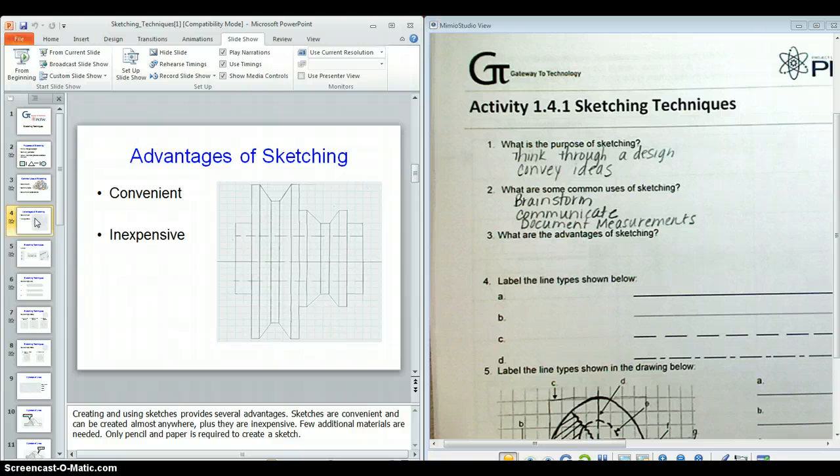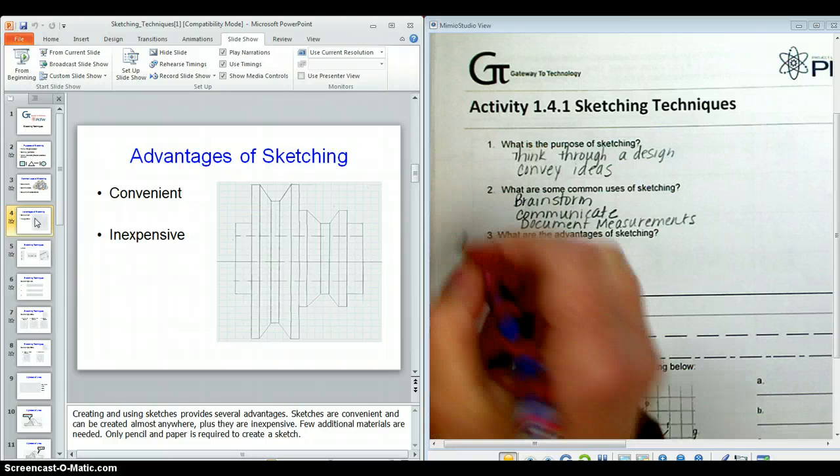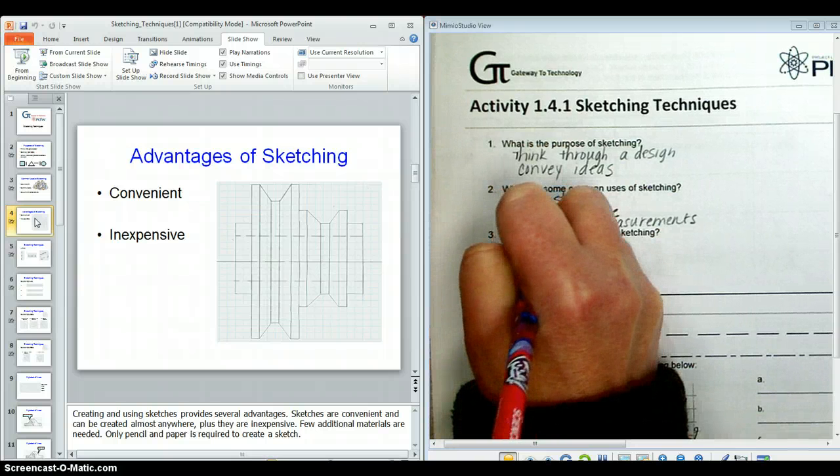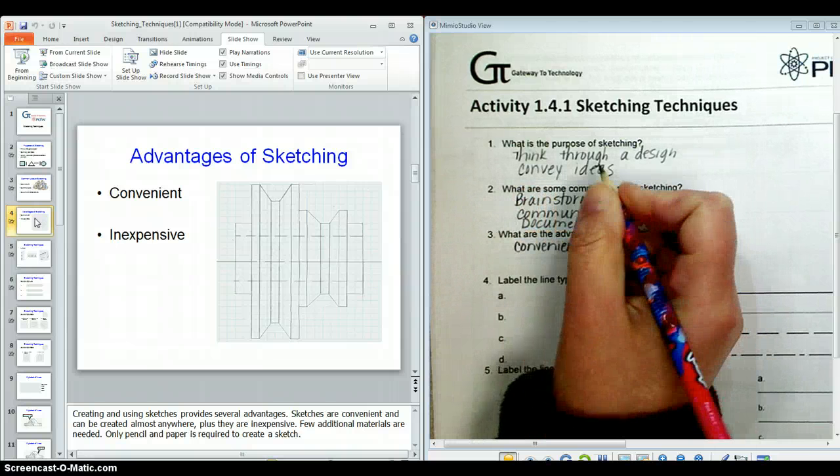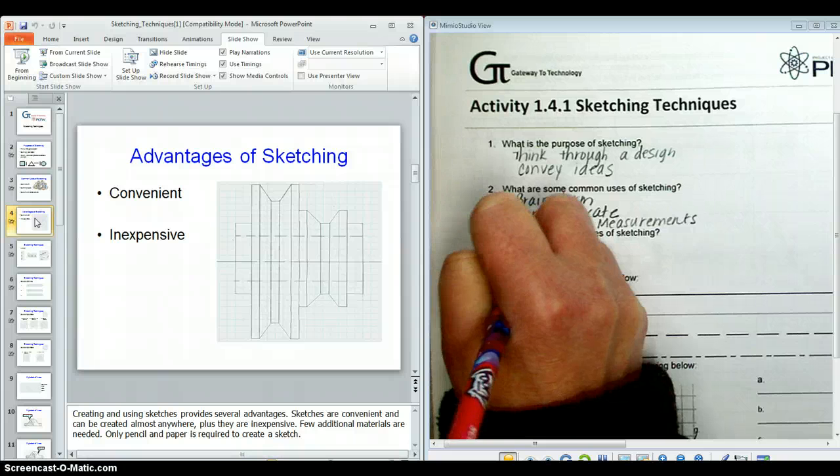So, advantages of sketching. The two biggest ones: number one, it's convenient. You can just grab a notebook or a piece of paper or anything that's close. So it's convenient. And it's definitely inexpensive.